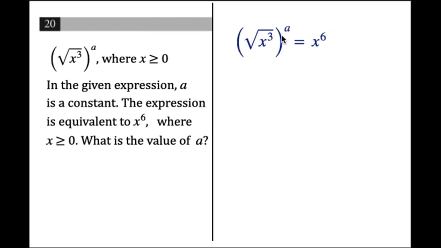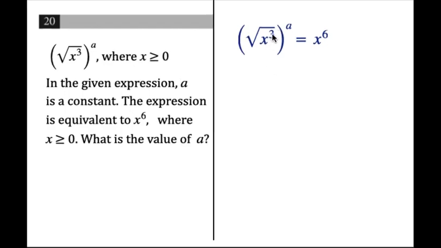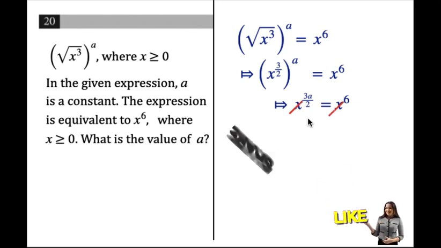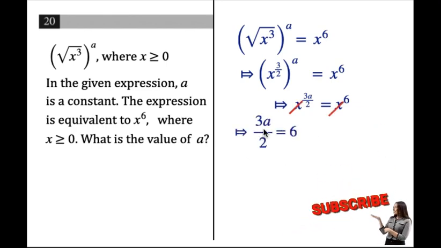We have 3 times 1 over 2, which is 3 over 2. So x raised to power 3 over 2, all raised to power a, is equal to x raised to power 6. Multiply, we have x raised to power 3a over 2 is equal to x raised to power 6. Cancel out x and equate the indices. So we have 3a over 2 is equal to 6.